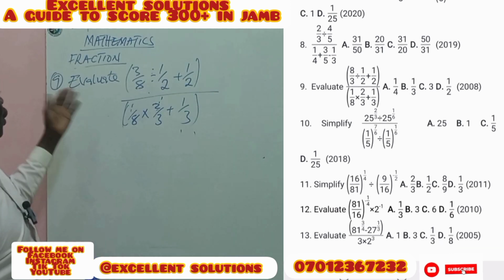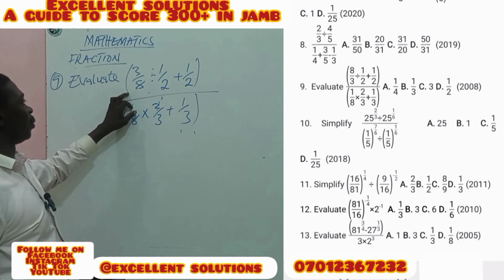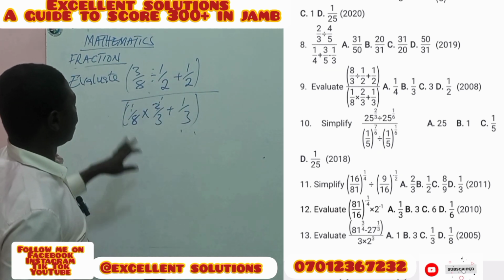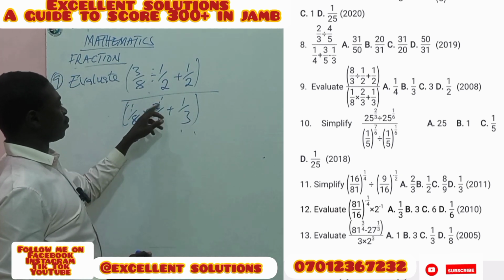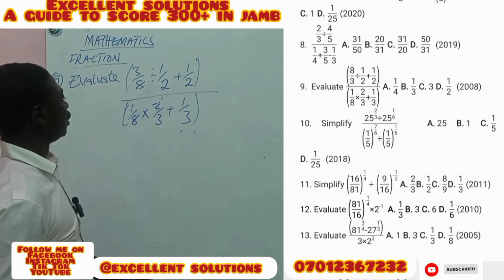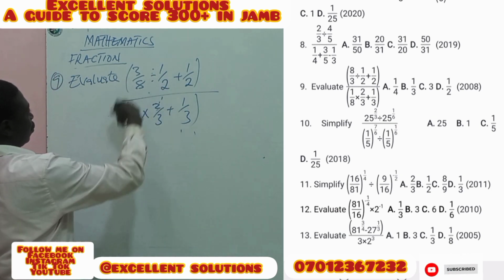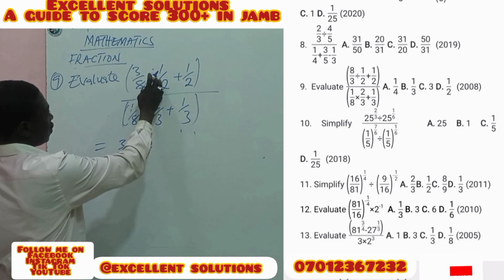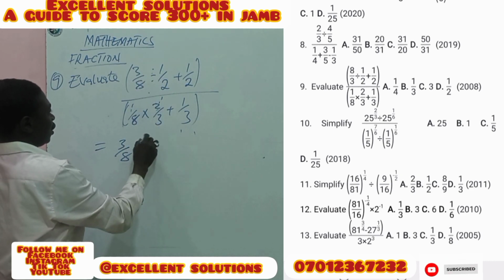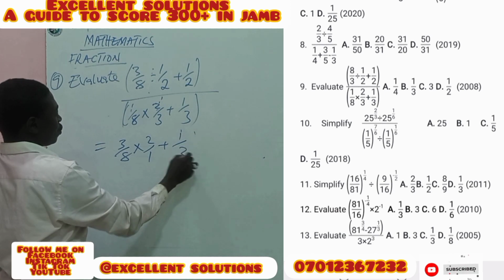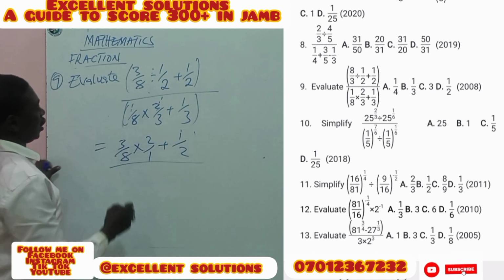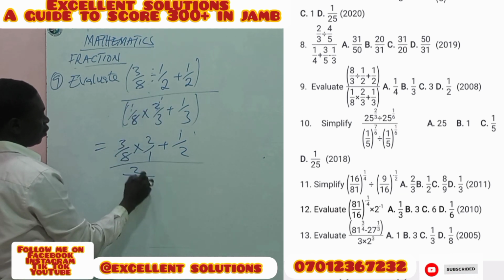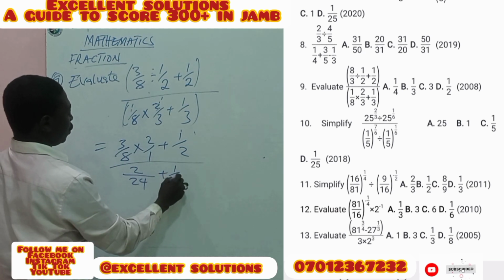The next question we have is question 9, and question 9 says evaluate open bracket 3 upon 8 divided by 1 upon 2 plus 1 upon 2 plus bracket all upon 1 upon 8 times 2 upon 3 plus 1 upon 3. So the first thing we need to do here is we work with the numerator. So we now have this equal to 3 upon 8. Since it is division, we take reciprocal, we have times 2 upon 1 plus 1 upon 2, all upon, here we can now have 1 times 2, we have 2 upon 24. 8 times 3 is 24 plus 1 upon 3.